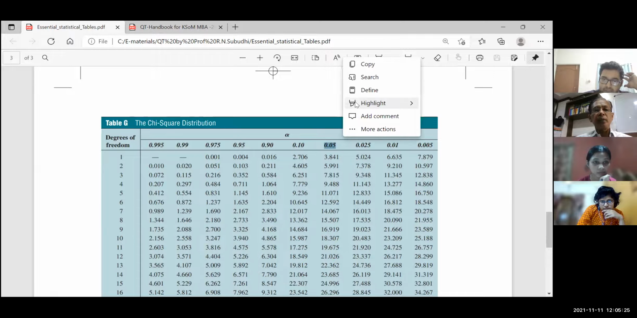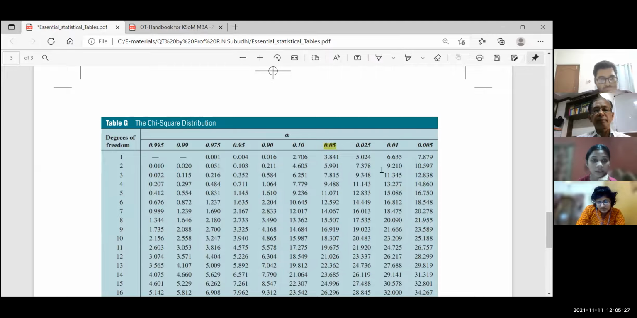Very good. Now what is the degrees of freedom? 6. Go to the 6th row and see what the value is. Very good, highlight it. Wow, Ronit doing great. So all of you have noted this. Stop sharing, Ronit, thanks. All of you write it the way I'm telling.